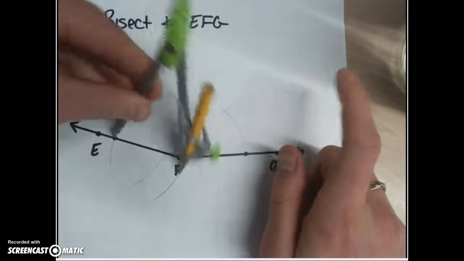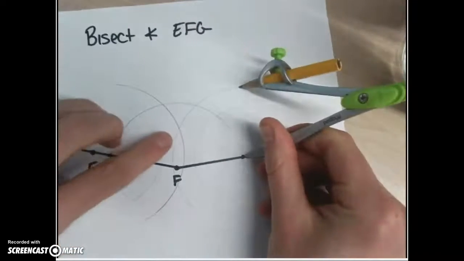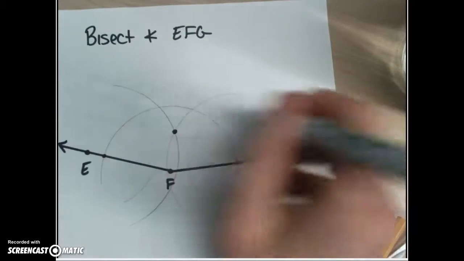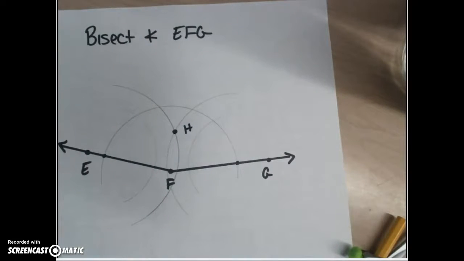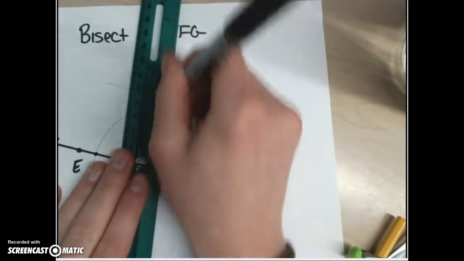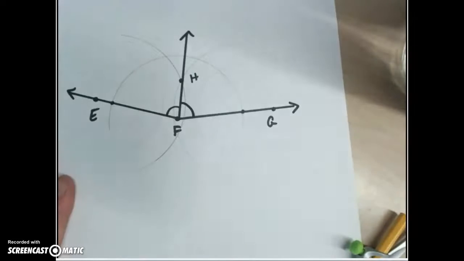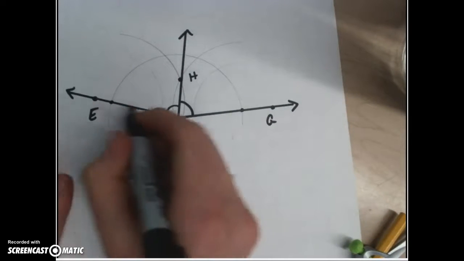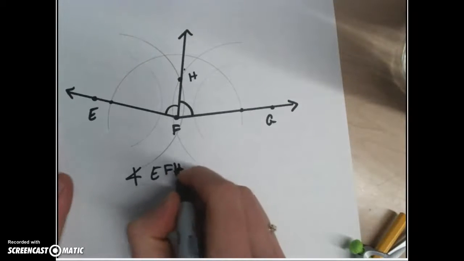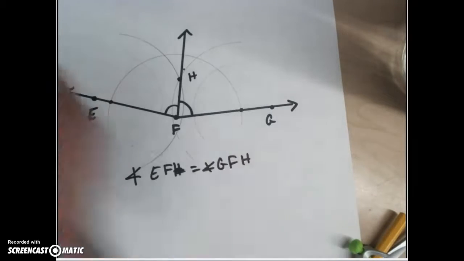And you want to open it wide enough so that our arcs do hit each other. Alright, so now I have this arc, I've got this arc, and they do intersect. So I'm going to call this point H. Using my straight edge, I'm going to connect F and H, and there we go. So once again, we now have 2 congruent angles. So angle EFH is equal to angle GFH.